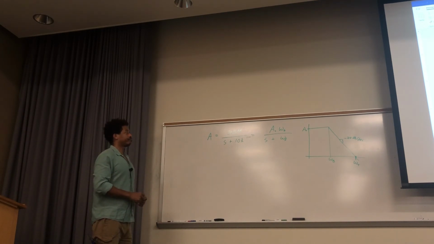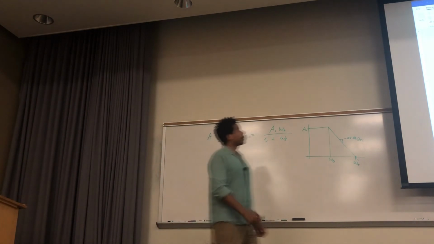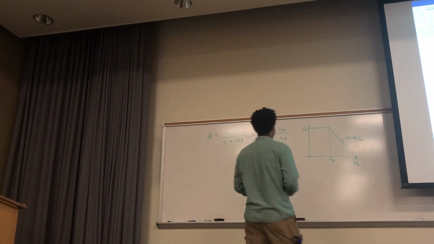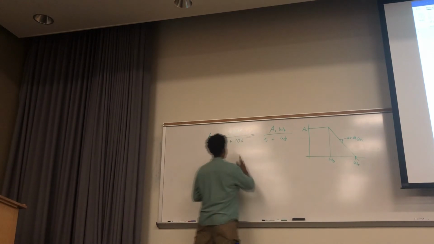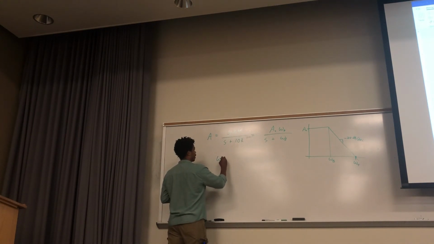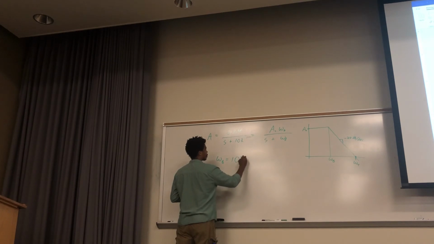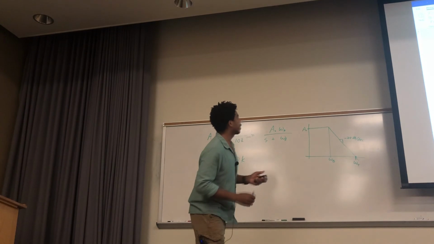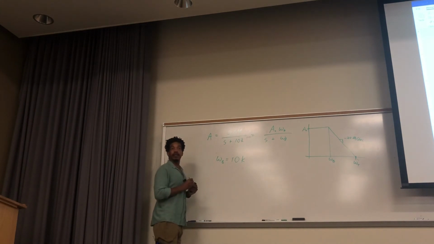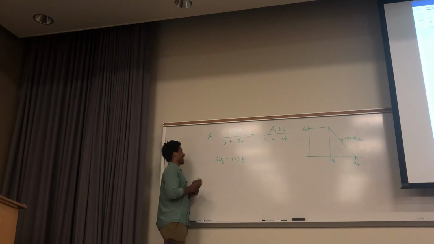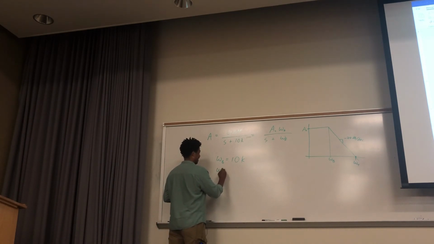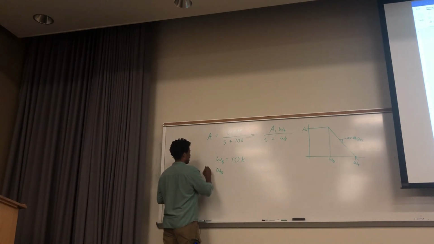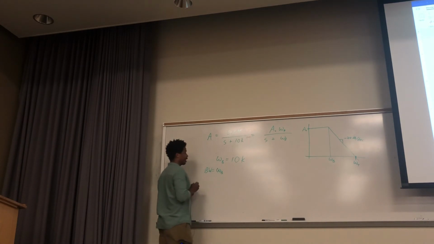Yeah, that's low pass. So we have to find the cutoff frequency. Well, we know the cutoff frequency, right? So omega B is going to be 10K. What's the next thing? Cutoff frequency, bandwidth. What's the bandwidth? Good. Yeah, omega b.